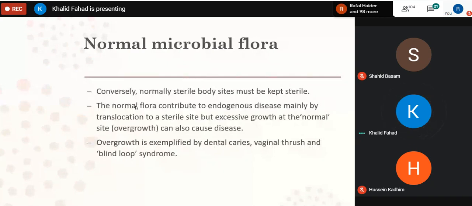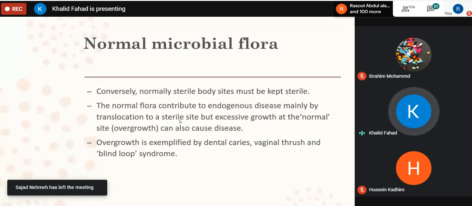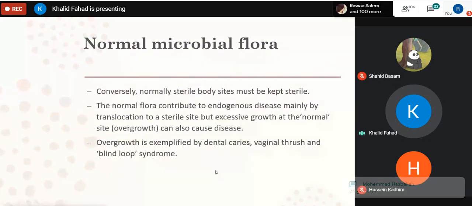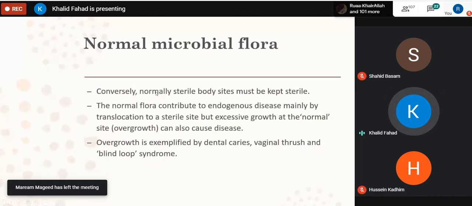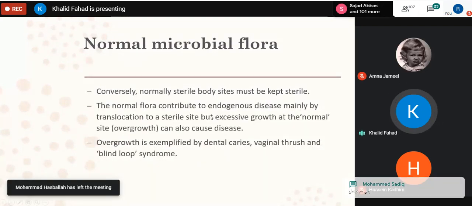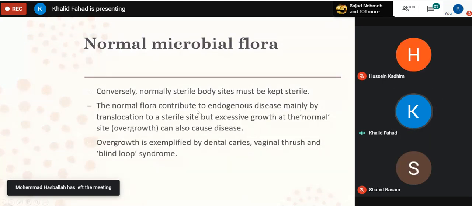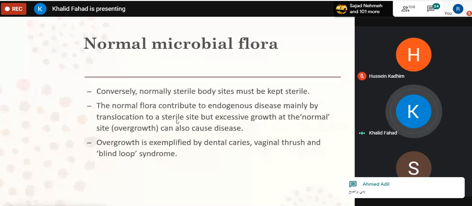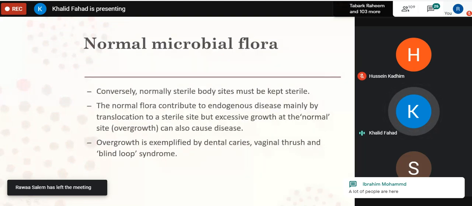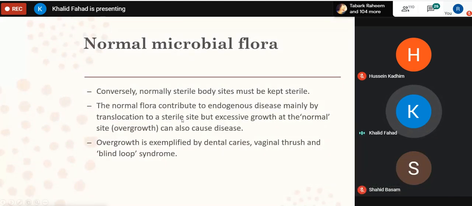How? The normal flora contribute to endogenous disease mainly by translocation to a sterile site. For example, in a patient with chronic liver disease who has ascites, the translocation of bacteria from the bowel, for example, the normal microbial flora Escherichia coli, when it is translocated into the ascitic fluid and we culture this organism, it is no longer considered a normal microbial flora, because it should be present in the large bowel, not the ascitic fluid inside the peritoneal cavity. So we do not call it normal microbial flora because I identify it in an abnormal site that should be sterile.